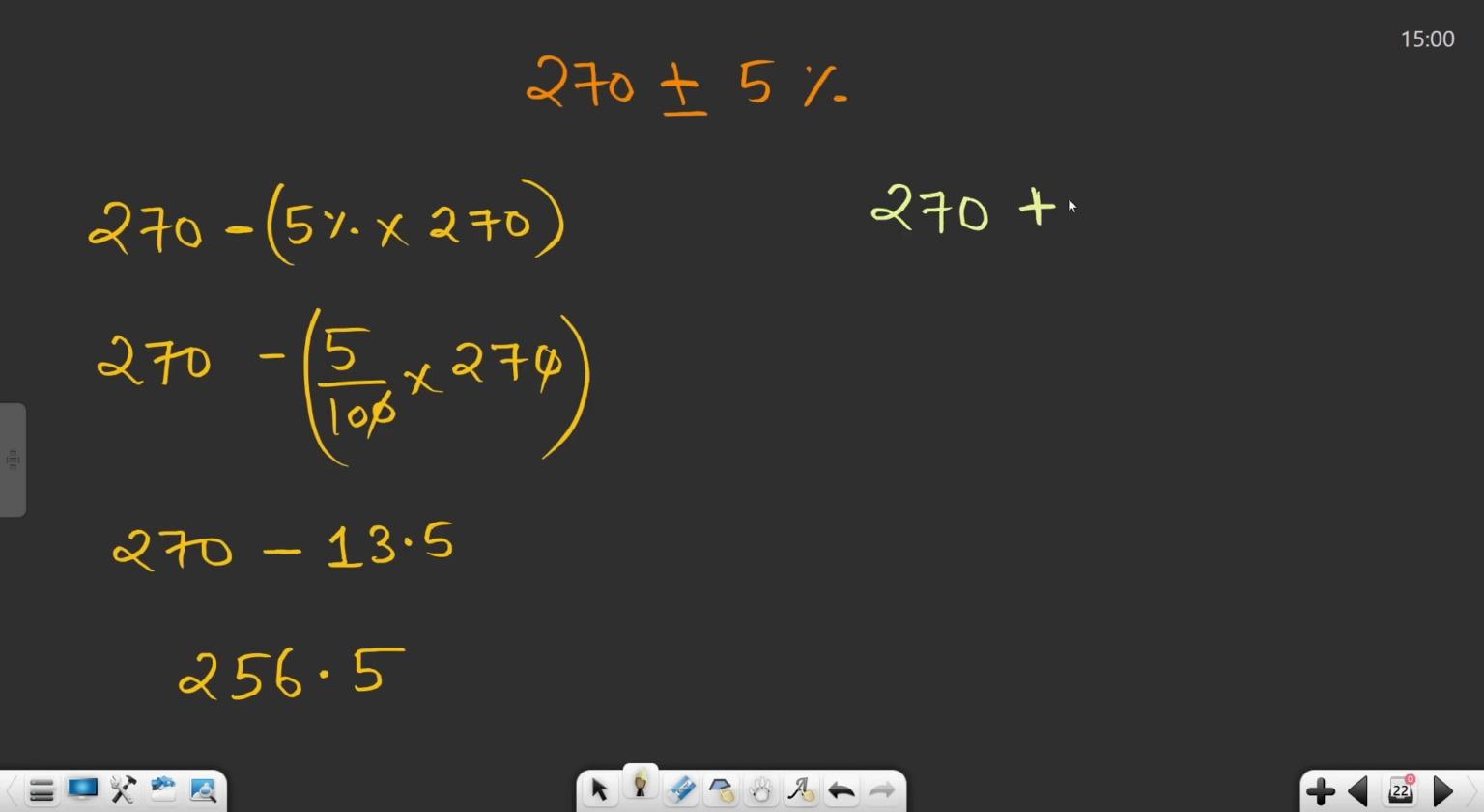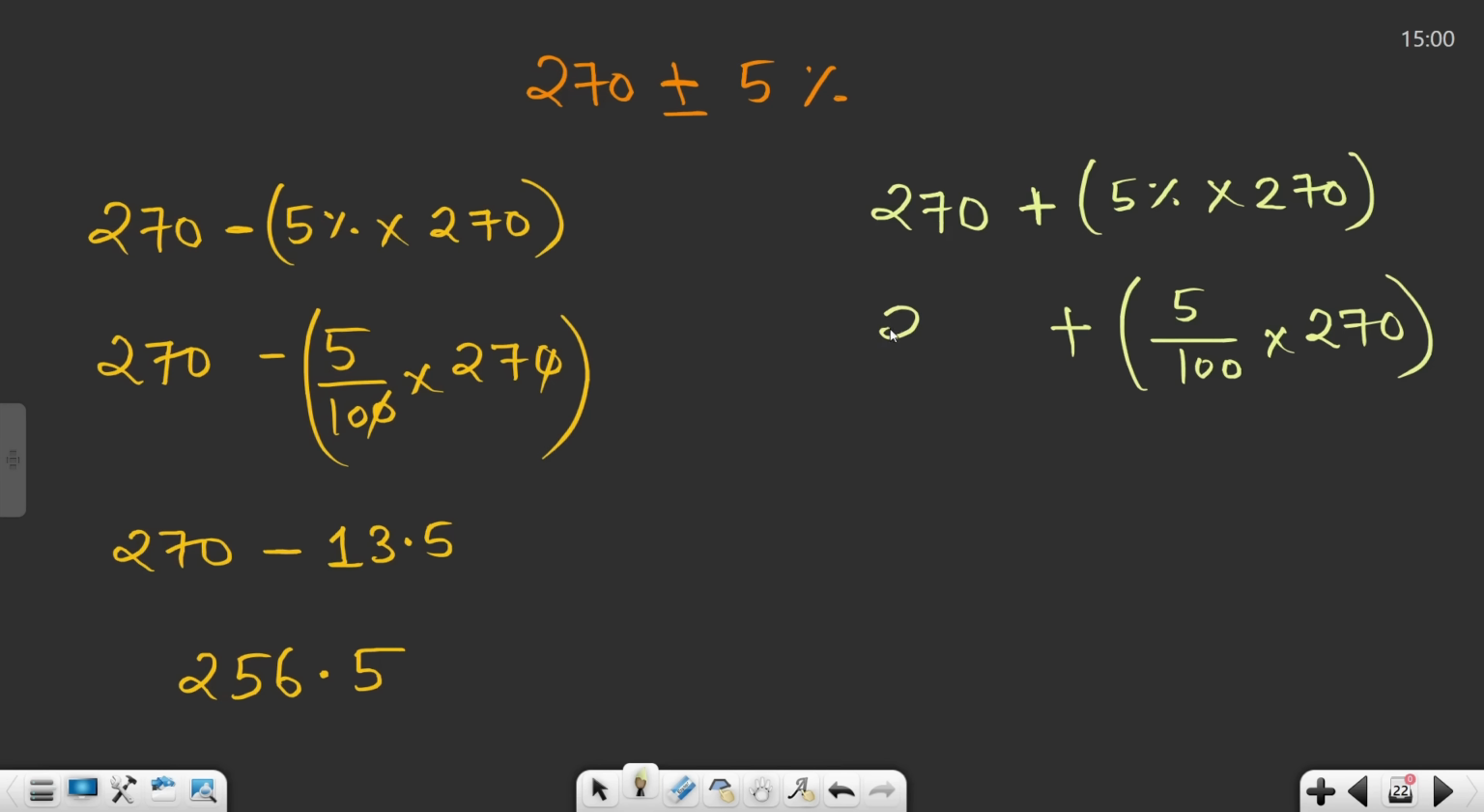And if I take the other value, that is 270 plus 5% of 270, which is 5 by 100 times 270, this is 270 once again. So 270 plus 13.5.